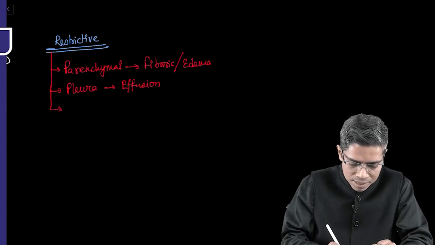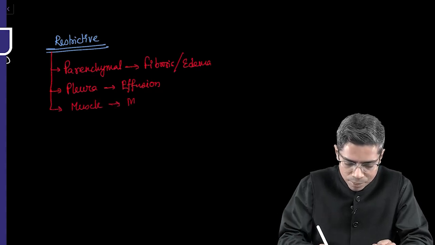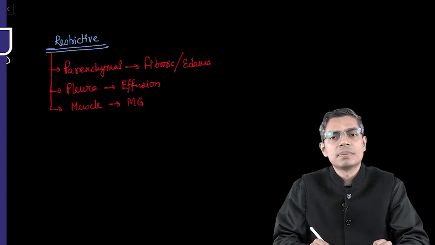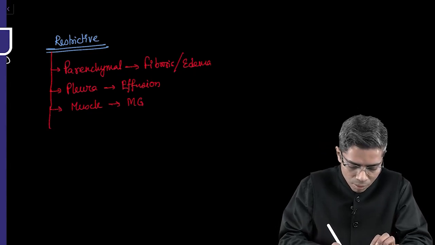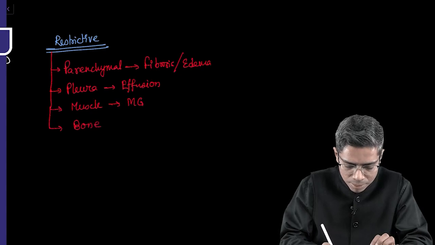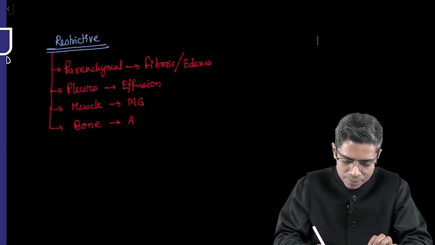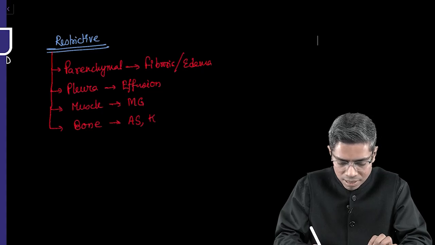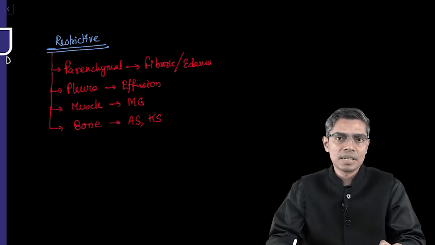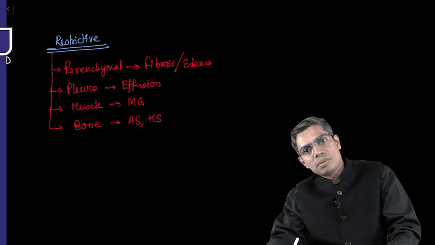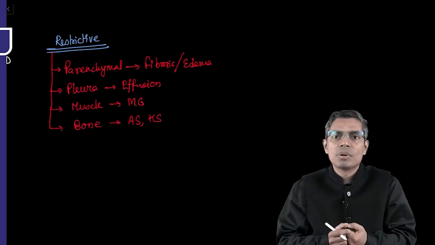It can also occur at the level of muscles, for example if your muscles are paralyzed, like in myasthenia gravis, then it is also under the category of restrictive disease. Or it can occur at the level of the bones of the chest wall. For example, if the person is suffering from ankylosing spondylitis or kyphoscoliosis, then the person will not be able to expand his lung properly. Suppose there is a bending of the spine, will the subject be able to expand his lung completely like a normal person? The answer is no.